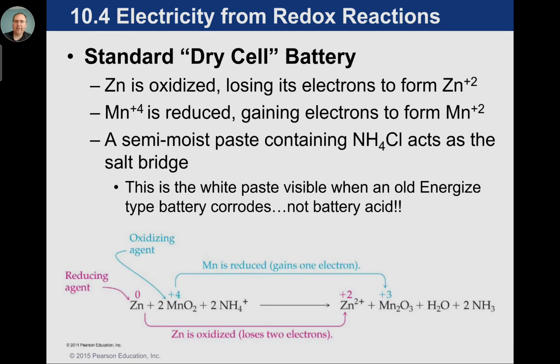So in a standard battery, the exact same thing happens, but with different atoms. In this case, we do have zinc. Zinc is going to plus 2.